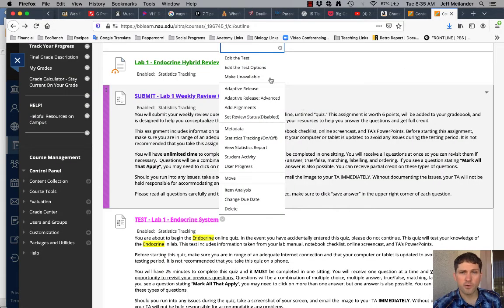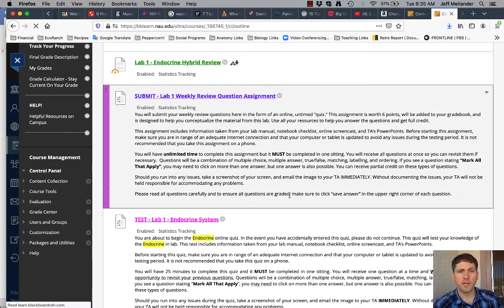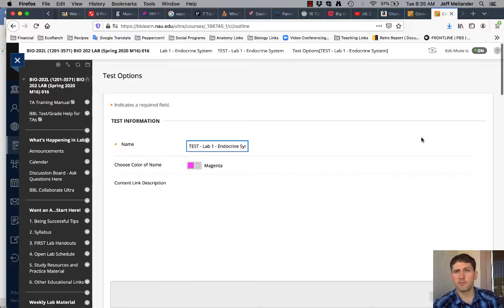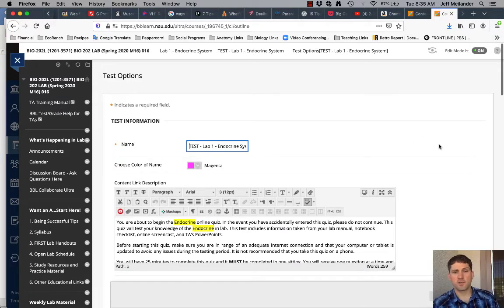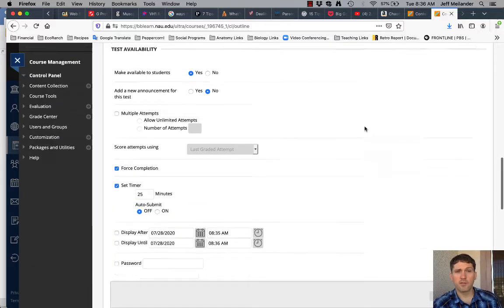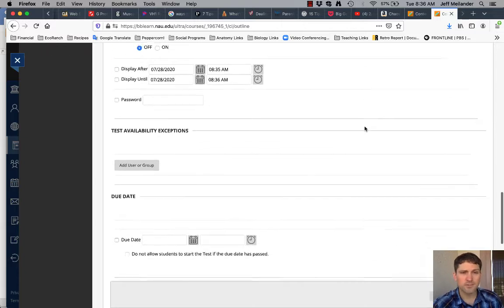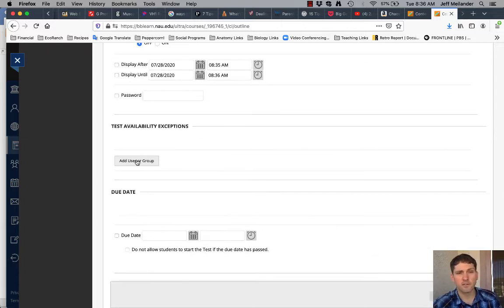One thing you should know, and this is in Becky's document up at the top, is that if you do have a student with disabilities or has an accommodation letter that's going to request extra time, what you're going to do is scroll down here to test availability exceptions.